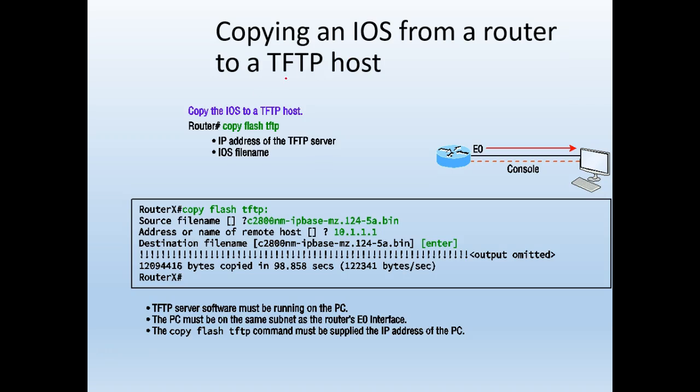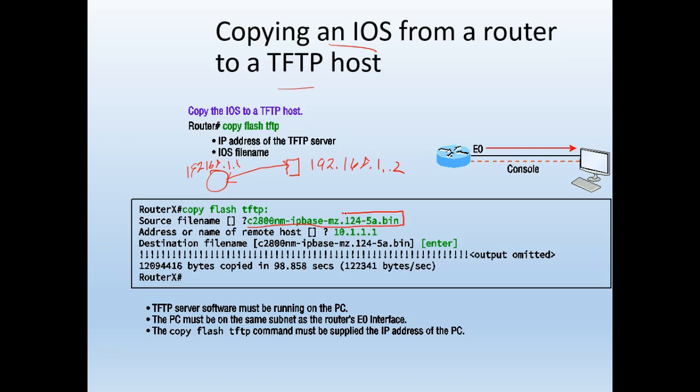Copying the IOS from a router to a TFTP host. We've done this. They're going to have you do it again. The topology that you have that I saved is basically the same one that you saw there for the password reset. And I think that I actually have IP addresses on the router. If not, it's 192.168.1.1, and the TFTP server is 192.168.1.2. And this is one that you've got to have to put this whole mess in.